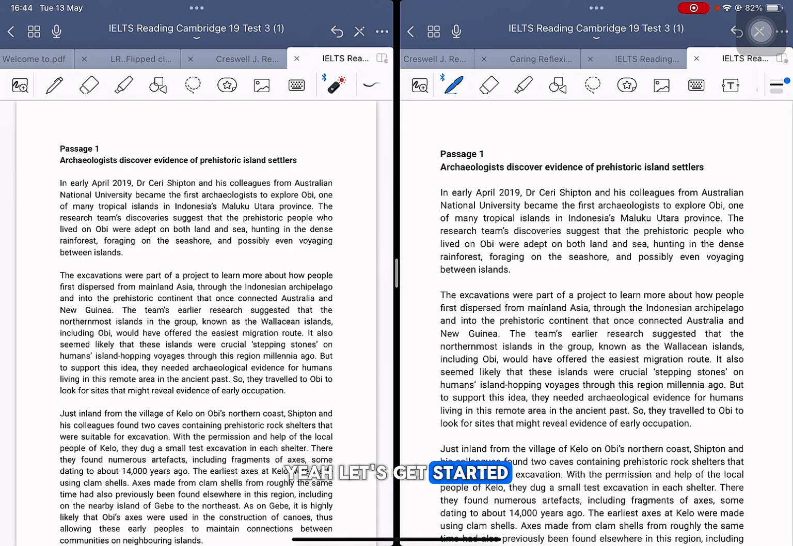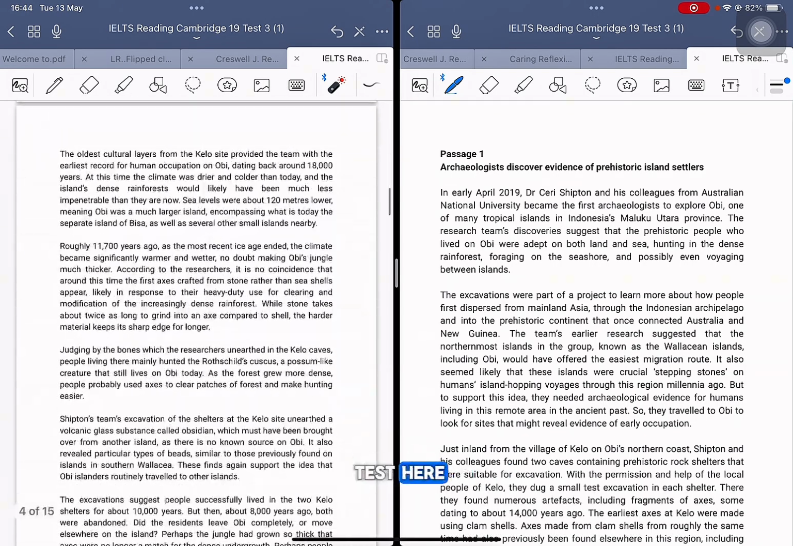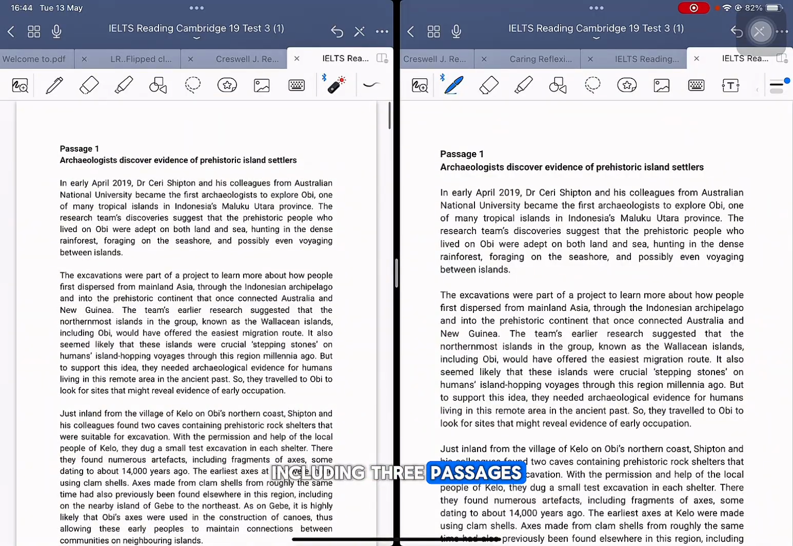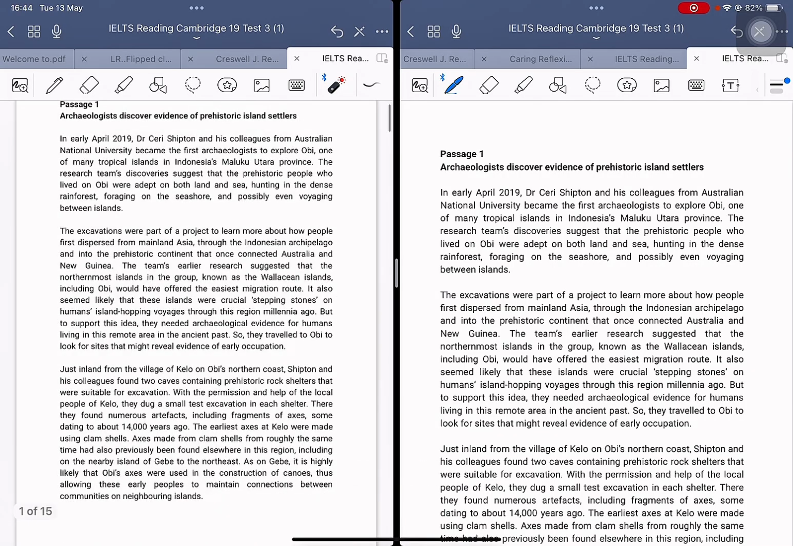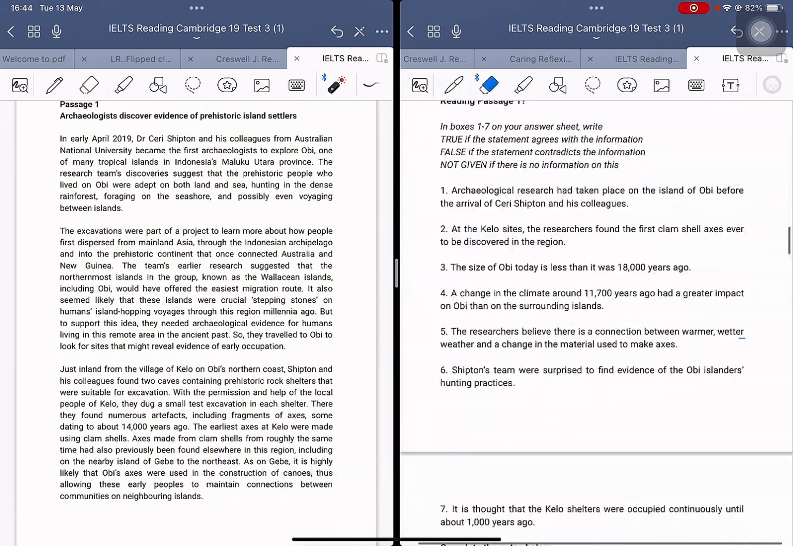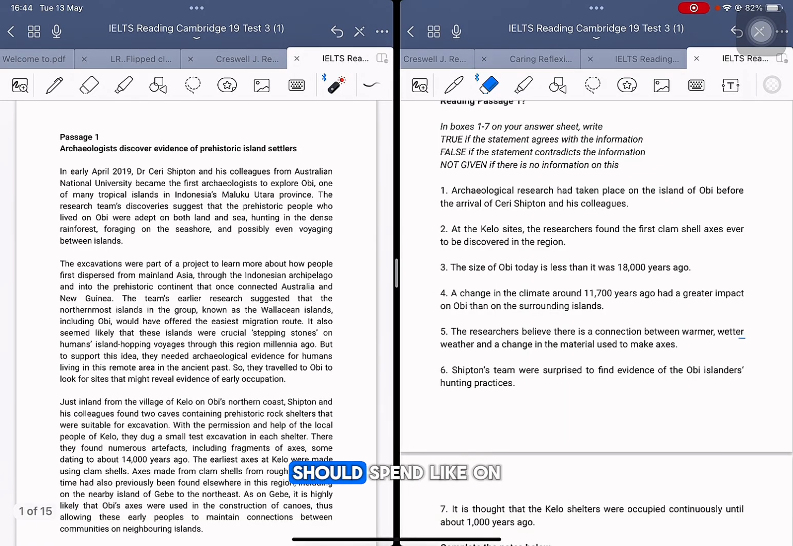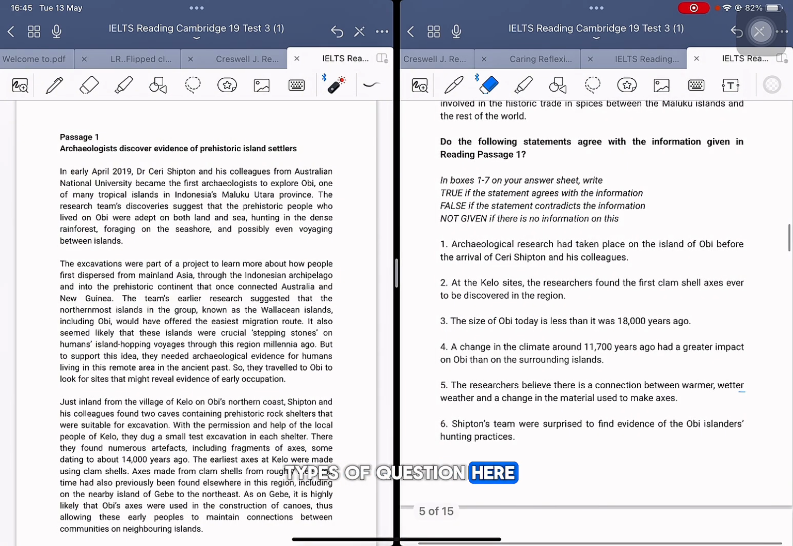Yeah, let's get started. Let's have a look at the test here, including 3 passages, and this format is quite similar to the real test. Passage 1, as you can see here. People say that we should spend about 20 minutes for each passage, but I think we need to be faster. We spend less time on passage 1 because it's supposed to be the easiest one. But let's see some types of question here.